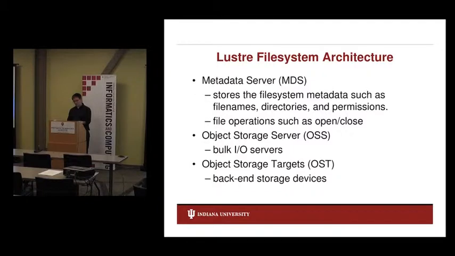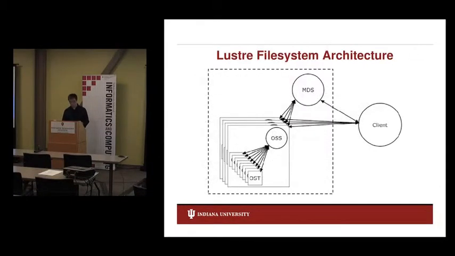And in the back end are the disks, or the object storage targets in Lustre language. And these are the actual physical disks or RAID hardware that store the bytes. So this is a diagram of a generic Lustre file system.